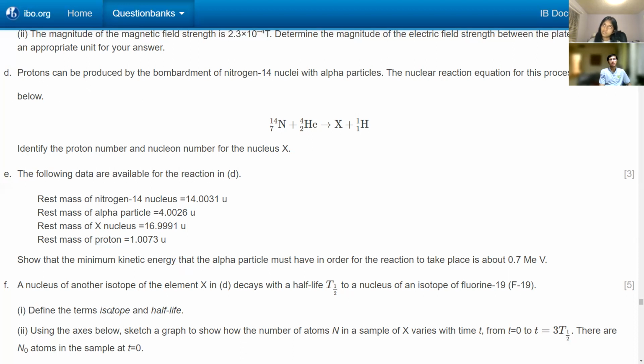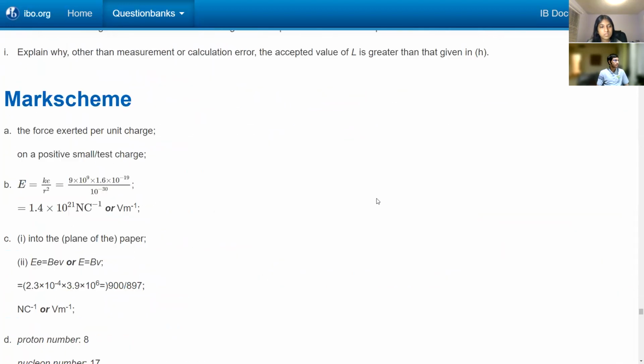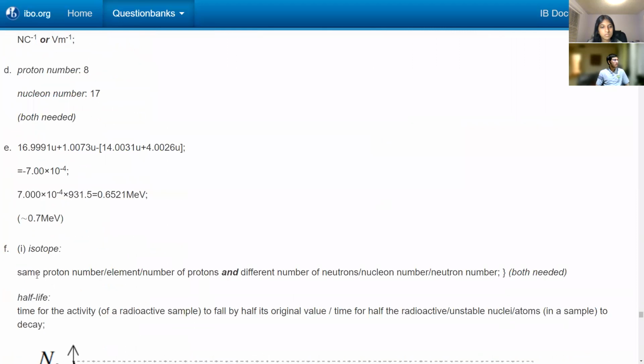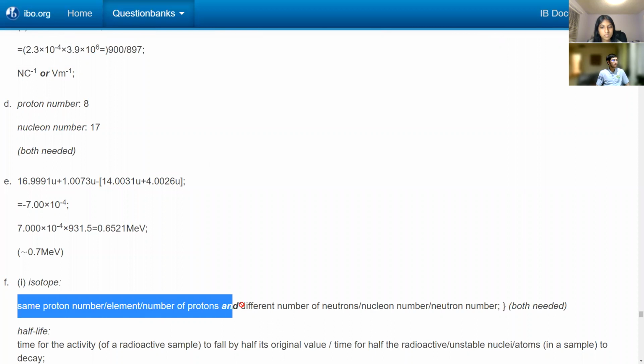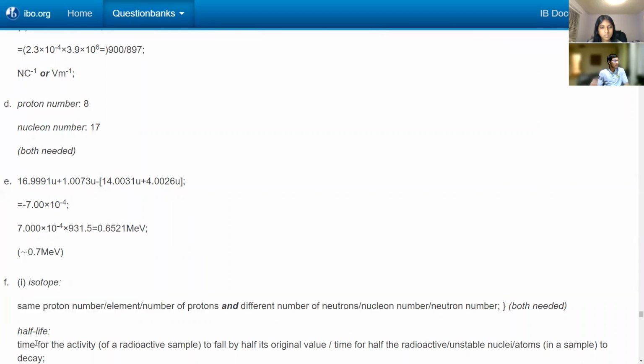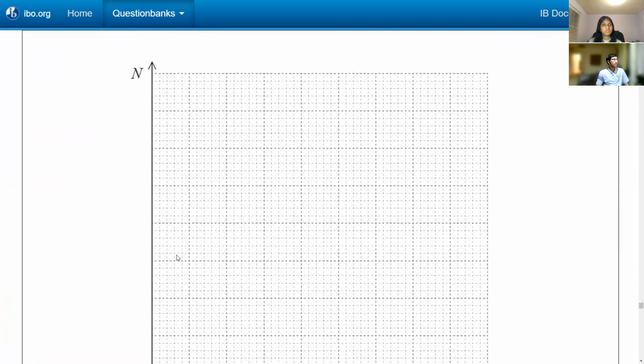Is that right? Or do you have to say half of the nuclei? I prefer your definition. That's more precise. I think amount is kind of vague. Same proton number. Yeah. Time for the activity to fall by half, or half of the radioactive nuclei in the sample. Yeah, that's probably a better definition.